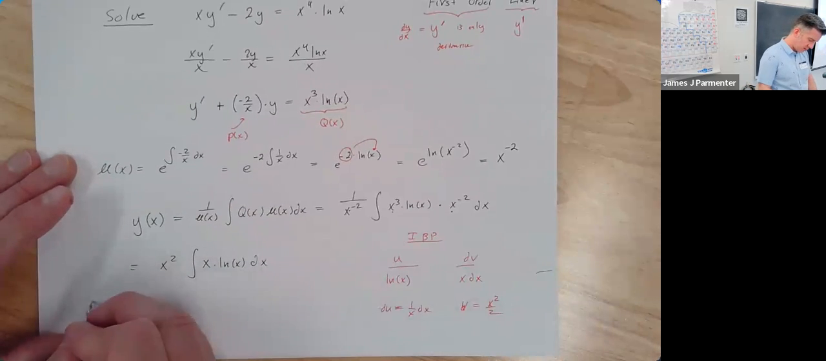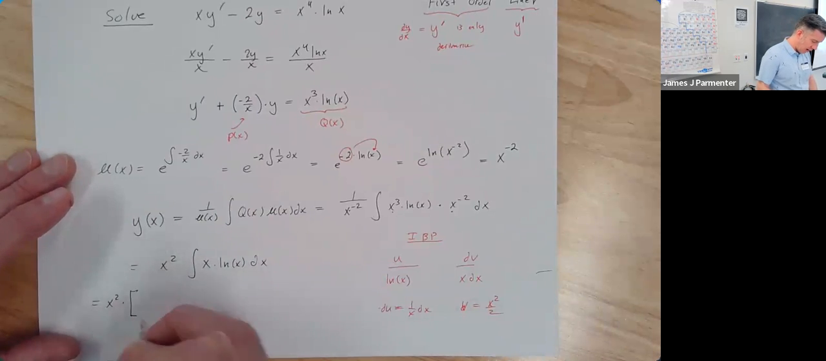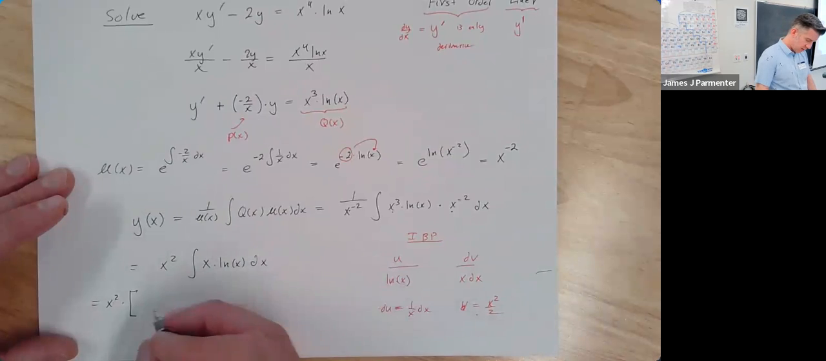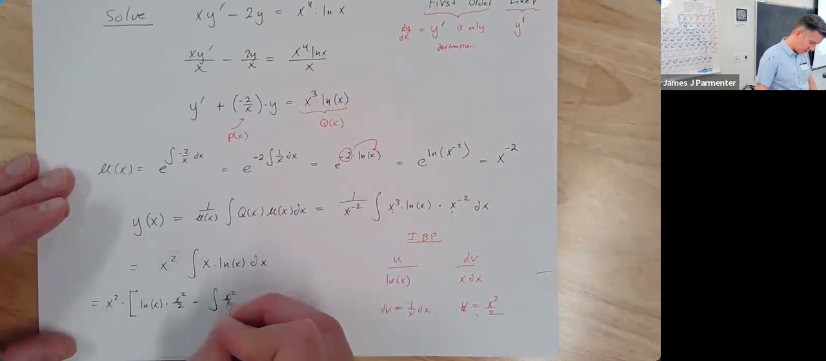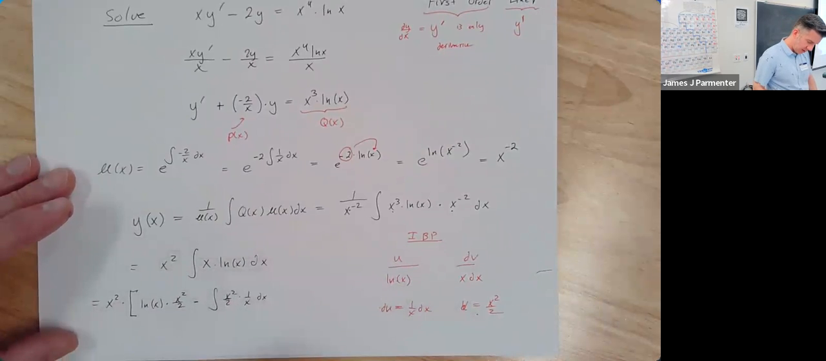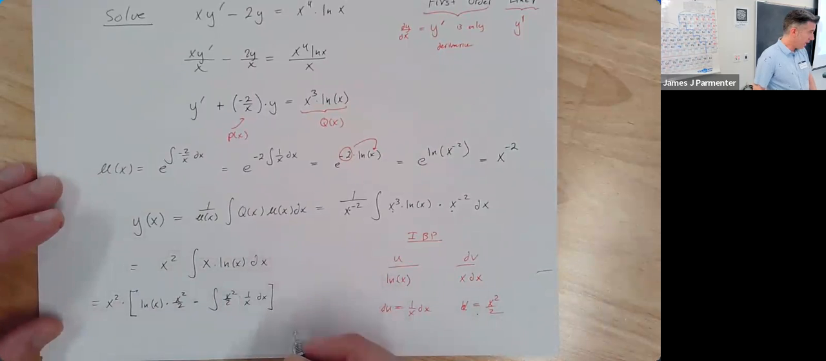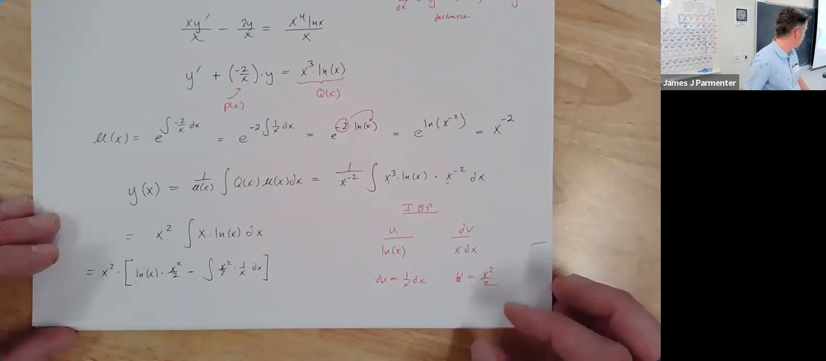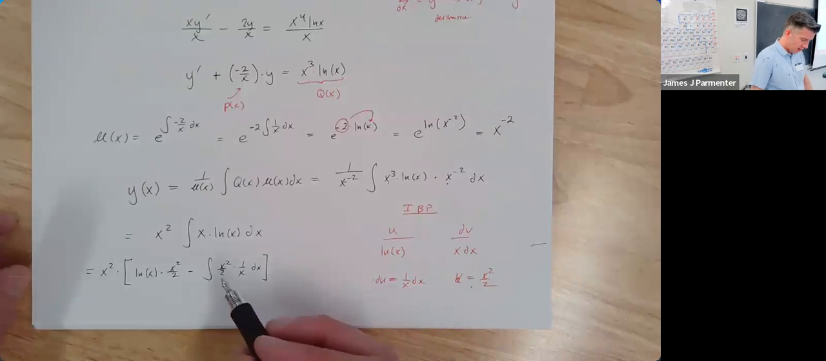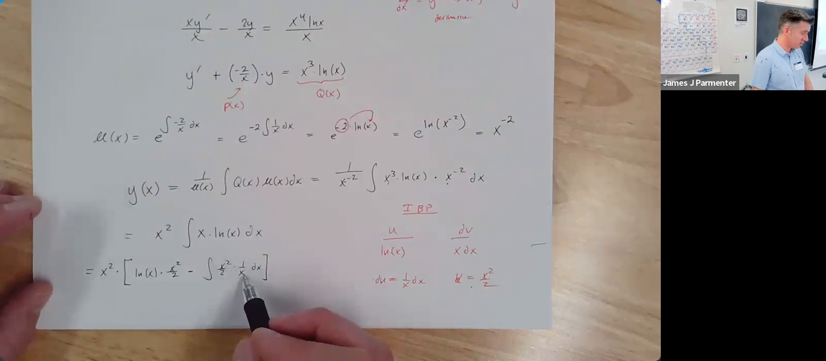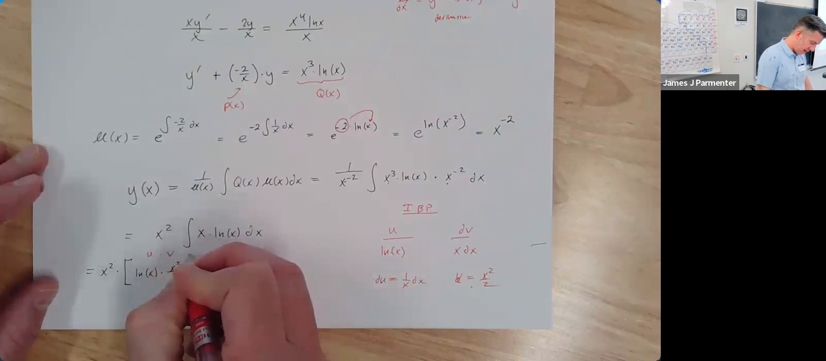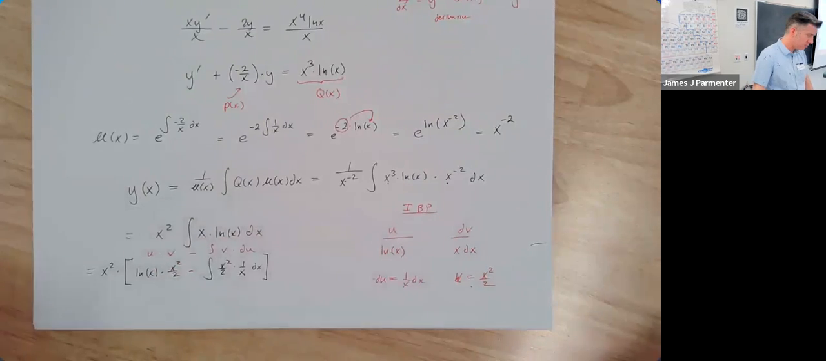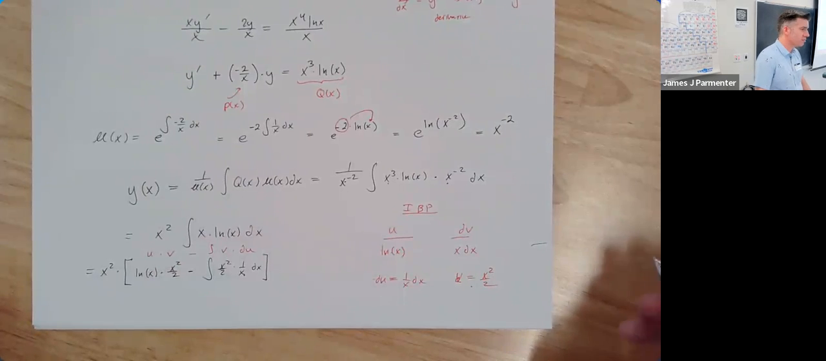This is going to end up becoming x squared times all of uv, the natural log of x times x squared over 2, minus the integral of v du, x squared over 2 times 1 over x dx. Okay. It is always in our interest to simplify the integral before integrating. X squared over 2 times 1 over x is just x over 2. What's the formula for the integration by parts? It's u times v minus the integral of v times du.